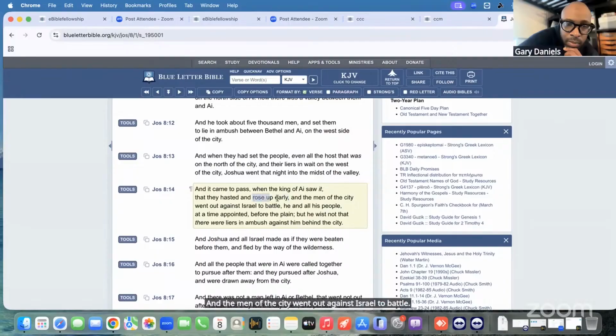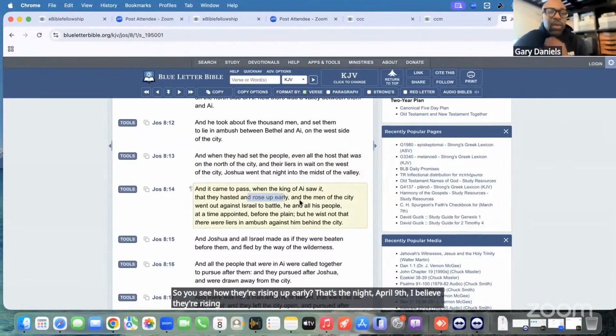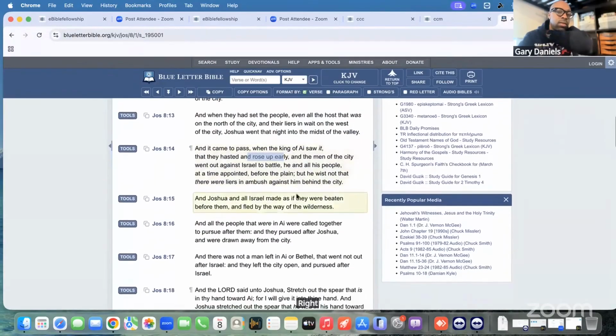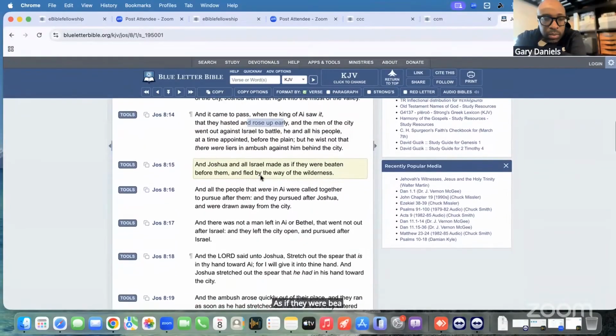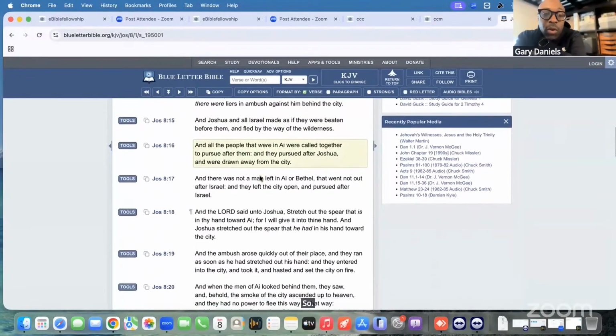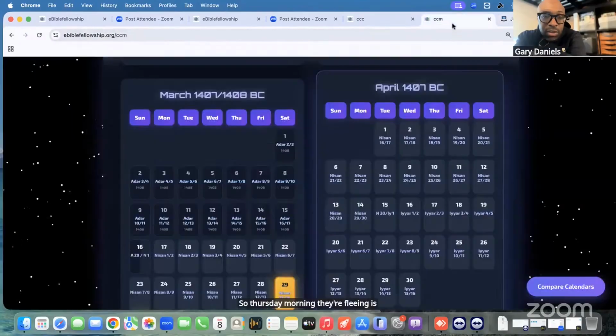So see how they're rising up early. That's the night, April 9th. I believe they're rising up early on the 10th, right? So far we've made it to April 10th, and Joshua and all Israel made it as if they were beaten before them and fled. So Thursday morning they're fleeing. Is that correct? Is that how you're seeing it or no?